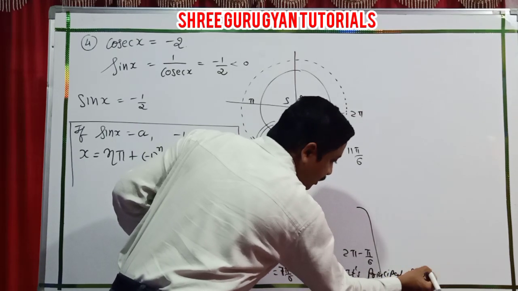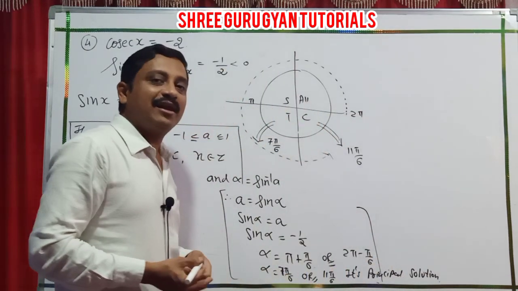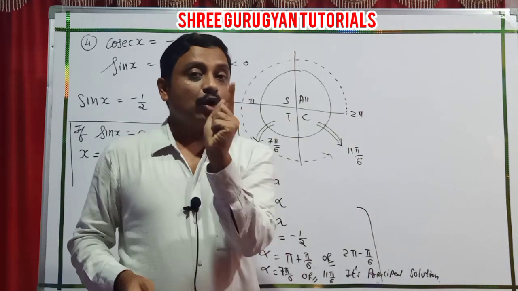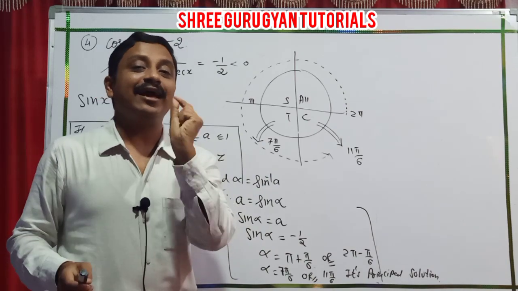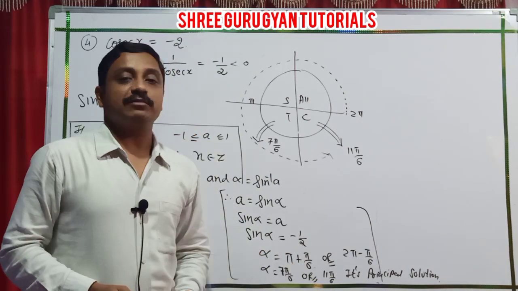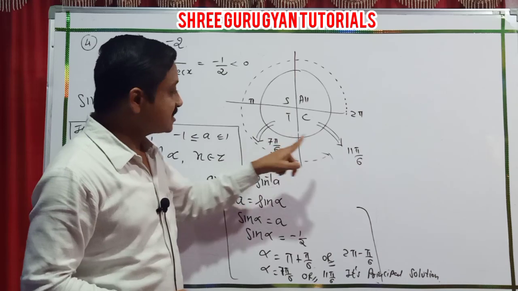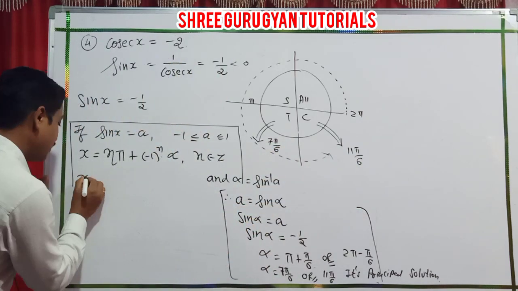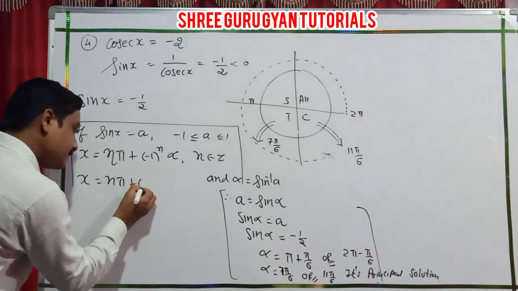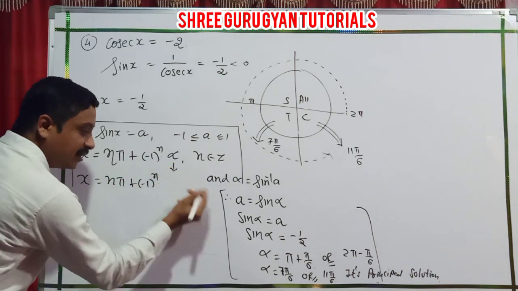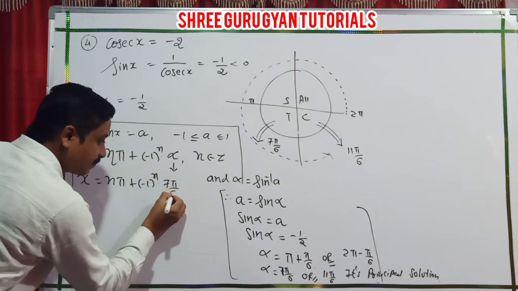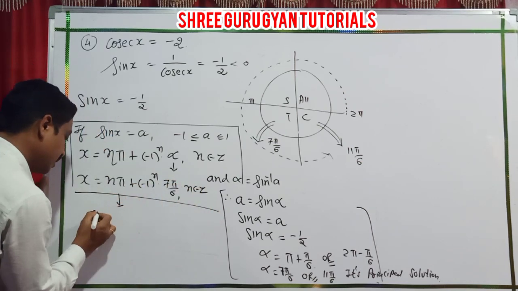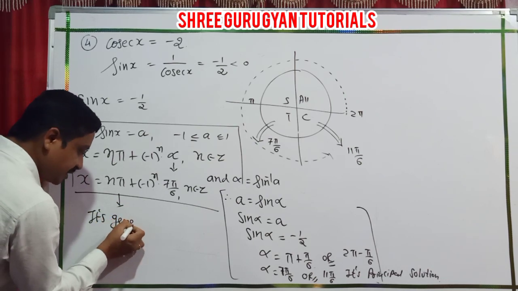Students, I repeat again: what is the meaning of principal? Either in anti-clockwise or clockwise, only one rotation angle belongs, that is your principal solution. And which is the least, 7 pi by 6 or 11 pi by 6? 7 pi by 6. So apply here 7 pi by 6. So n pi plus (-1)^n, and alpha is the least angle applied, n belongs to Z. That's over. This is our general solution.